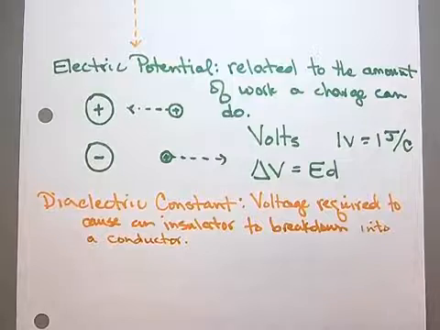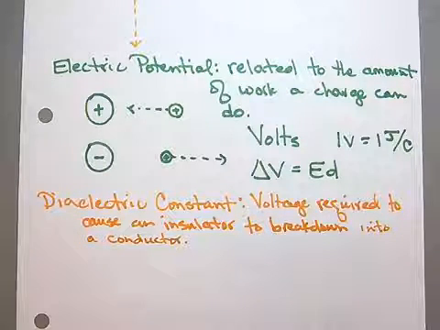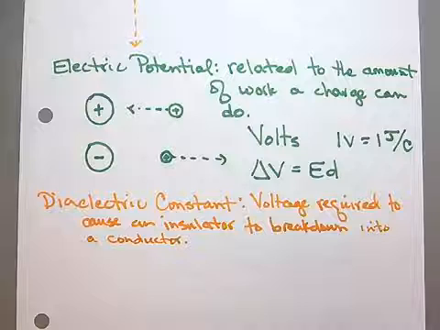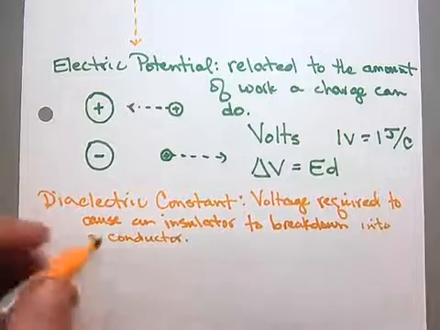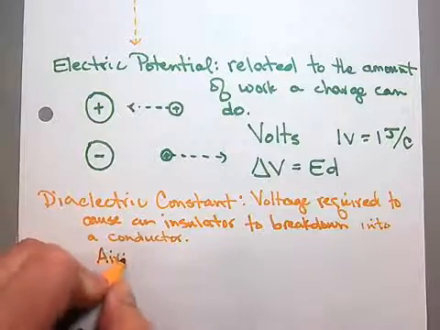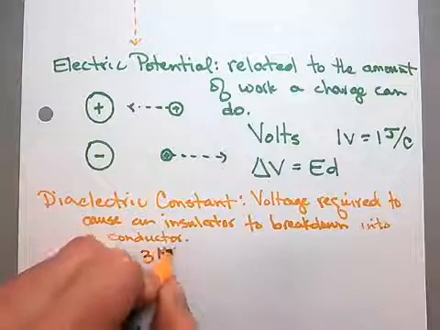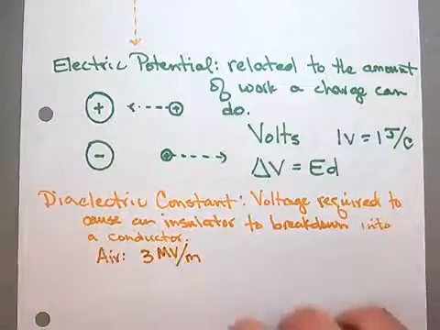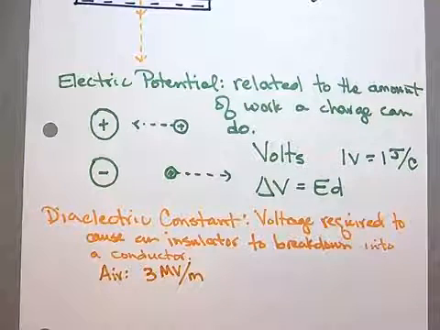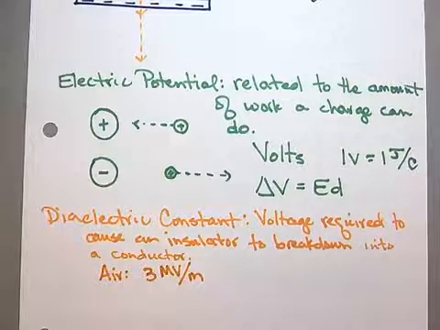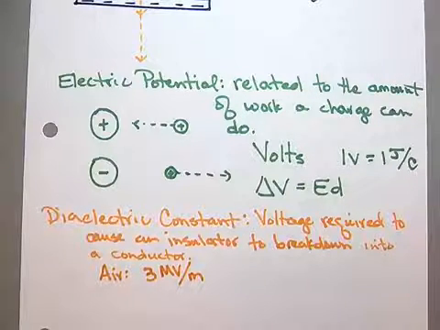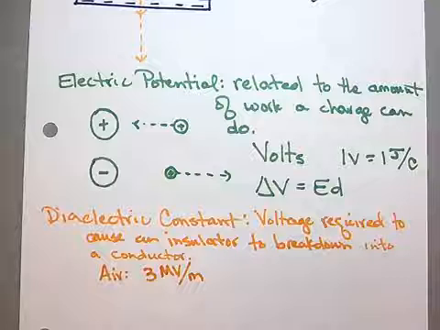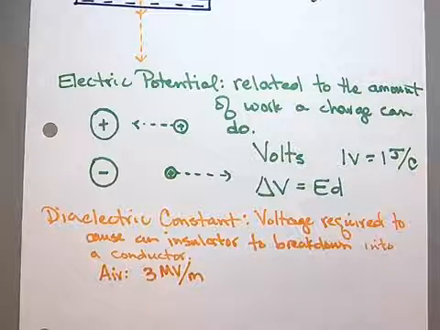Okay, so for air, in order for air to conduct electricity and for us to see a spark, air has to break down and become a conductor. That is measured by the dielectric constant. For air, the dielectric constant is 3 megavolts per meter. So for every meter of air, you need 3 million volts of electricity to cause the air to conduct electricity.